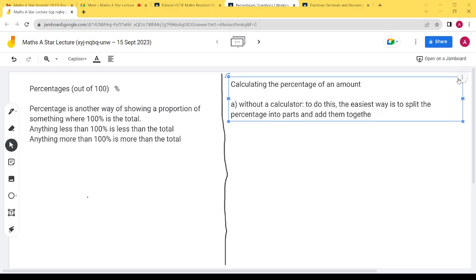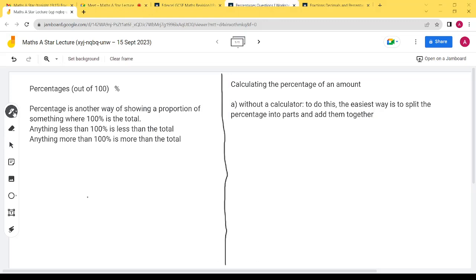Okay, so let's look at an example of a question here. For example, let's say find 36% of 150. What we're going to do to make up our 36% is to split this number into parts.